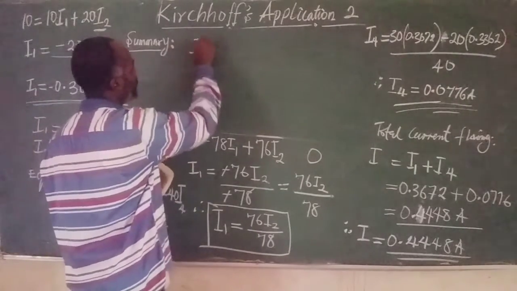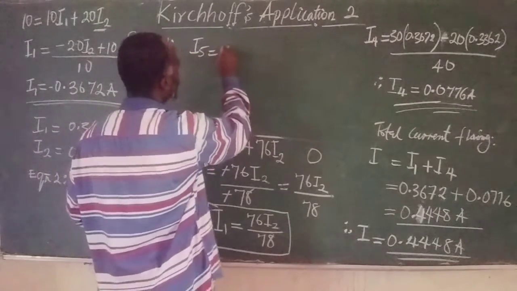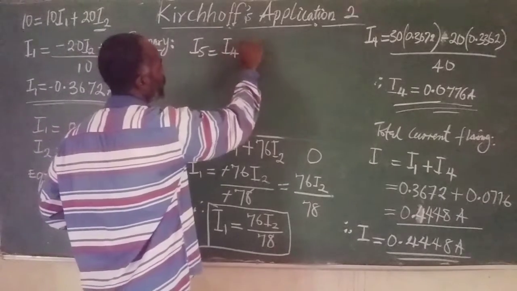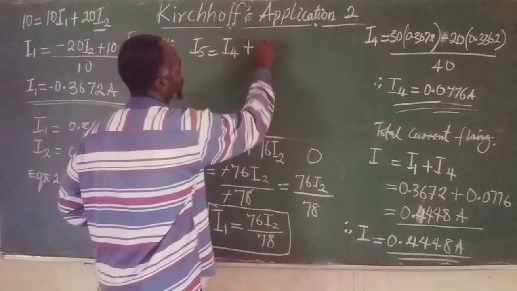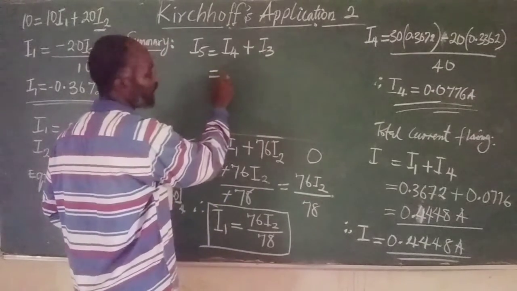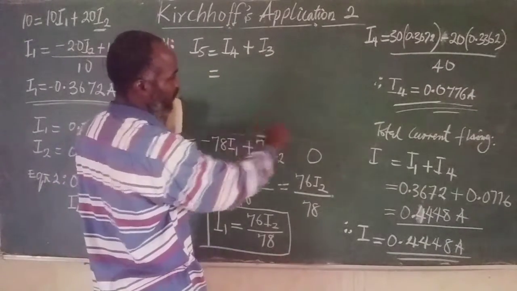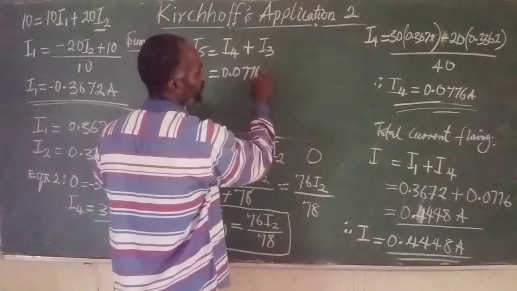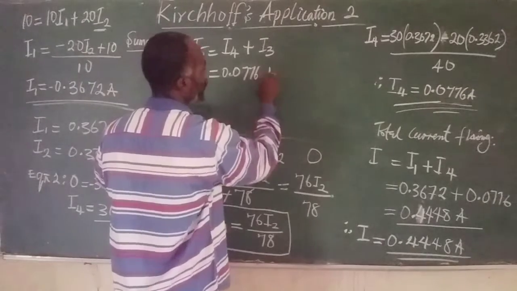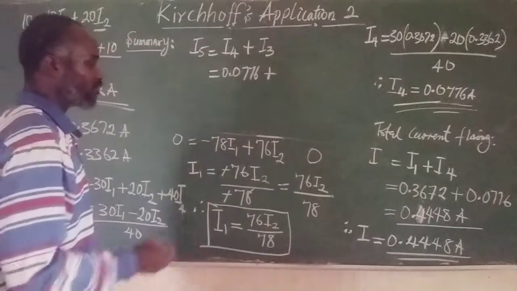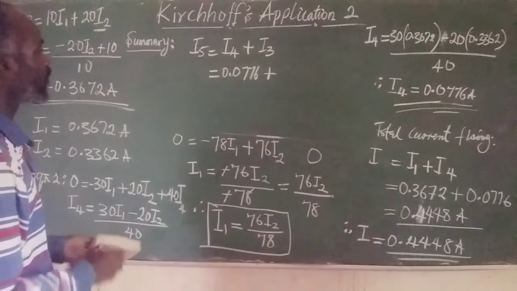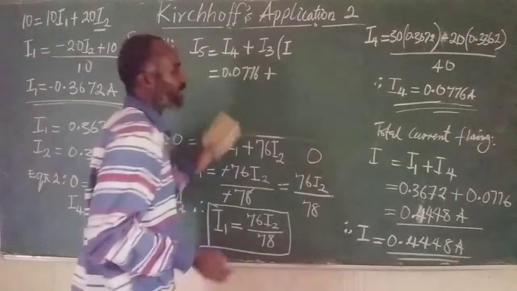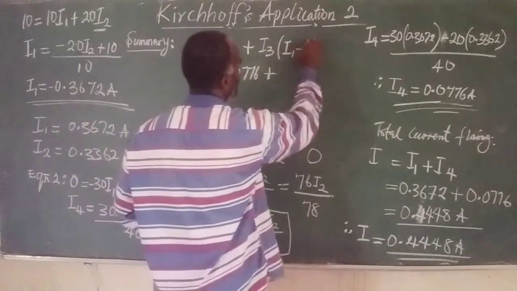Current 5 can be found using the value of current 4 plus the value of current 3. Yes, very simple. So we substitute quickly. Current 4 is 0.0776, plus current 3, which is about to be determined. We have not determined current 3 yet, so how do we do this? Current 3 is going to be current 1 minus current 2.